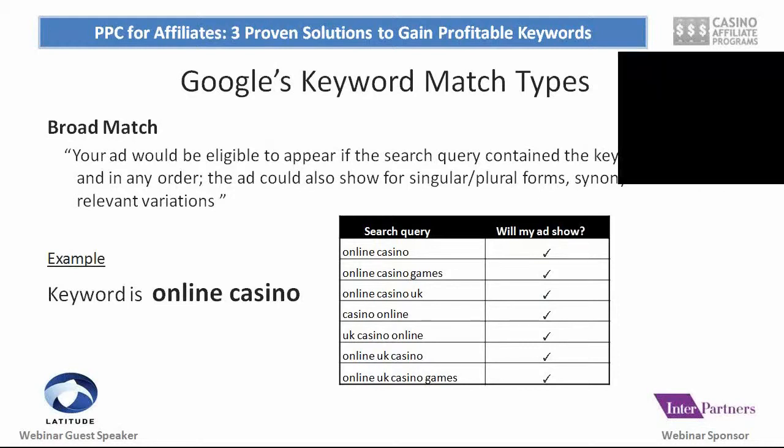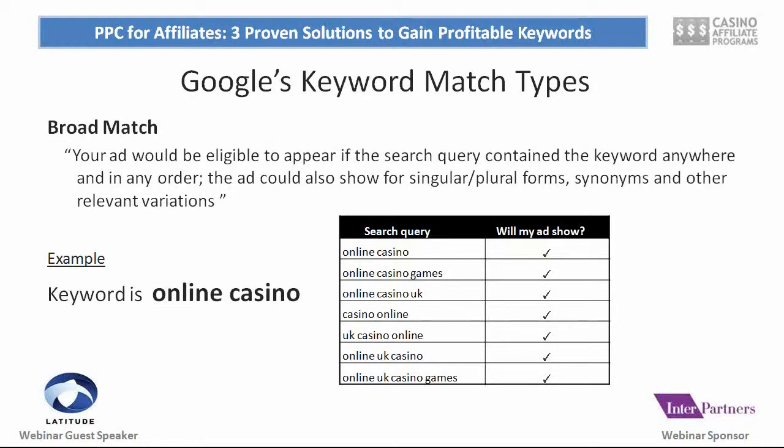So in the example I've given, we may select the online casino as a keyword we'd like in our account. If we were to select it on broad match, then as you can see from the table, we would be eligible to show for those 7 different search queries. So online casino games, online casino UK, etc. As long as those words online and casino appear somewhere in the search query, then we would be eligible to show. So selecting broad match allows us to easily match to a number of search queries that might be relevant to our website.